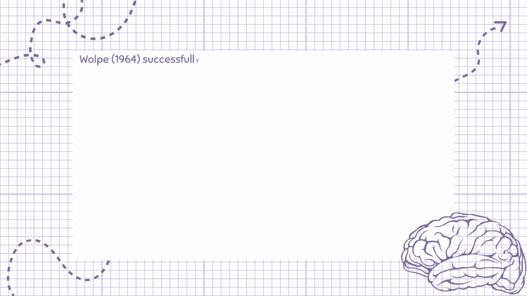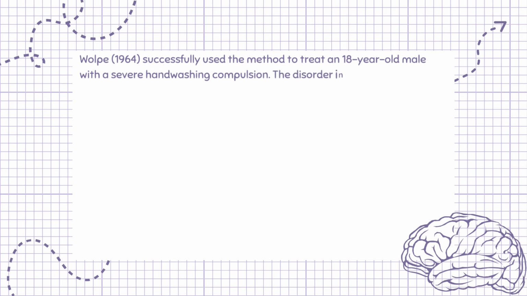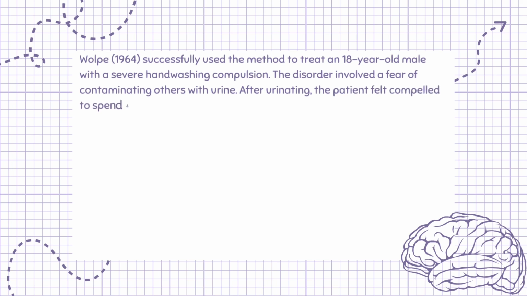Wolpe, 1964, successfully used the method to treat an 18-year-old male with a severe hand-washing compulsion. The disorder involved a fear of contaminating others with urine. After urinating, the patient felt compelled to spend 45 minutes cleaning his genitalia, 2 hours washing his hands, and 4 hours showering.